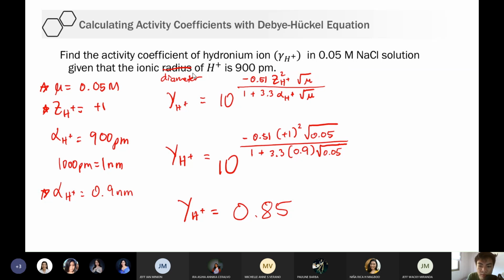But in the presence of diverse ions, your gamma will start to decrease now. It will deviate from unity. So as an effect, the activity of your H plus will decrease now. Remember that the activity of H plus is the concentration times the gamma. Since we have lower gamma right now, instead of having gamma equals 1, our activity coefficient is now 0.85. So that means the activity of H plus will decrease. Hence, the equilibrium constant will be affected.